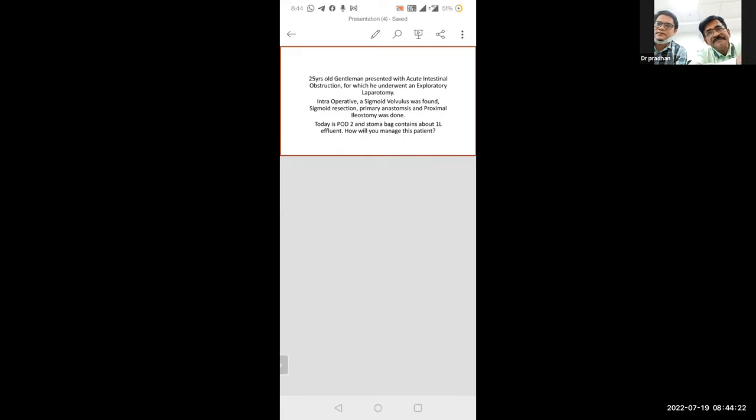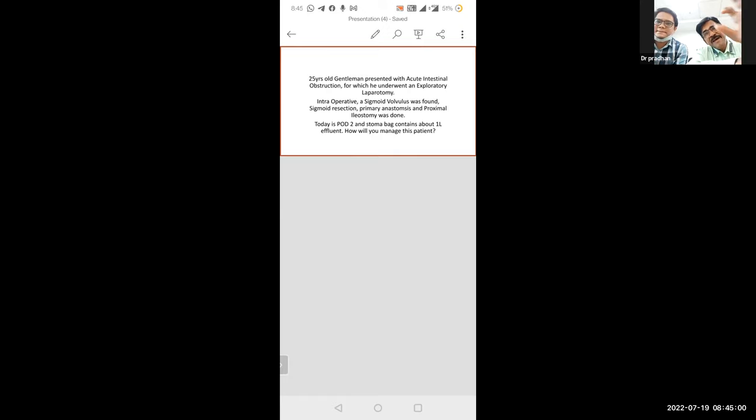Okay, done. Then? Sir, adhesive paste or something is available, sir. We can put it around the skin surrounding the stoma. We'll remove the plastic cover from the adhesive part of the stoma bag, and then we'll put the stoma bag. And then we'll fix it with the adhesive surrounding the sticky part of the stoma bag.